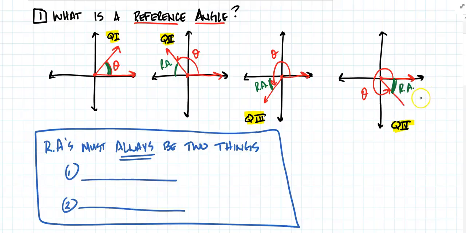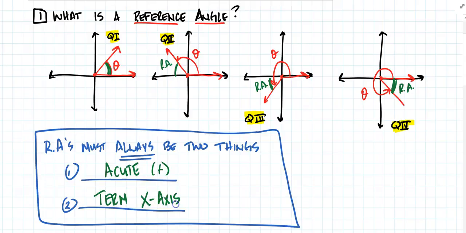Okay? So a reference angle is always 2 things. The first thing is that it is acute. Okay? What does that mean? That means that it's an angle that is less than 90, so it's in between 0 and 90. So it is always acute, and that includes that it's positive, right? It's always positive and acute, and it's always between the terminal side and the x-axis.